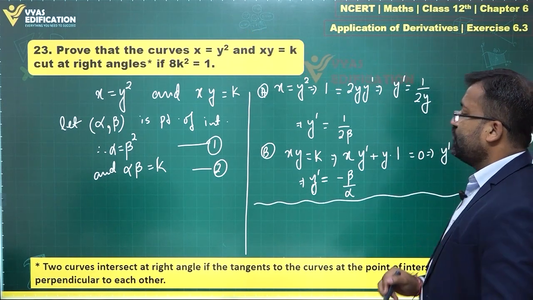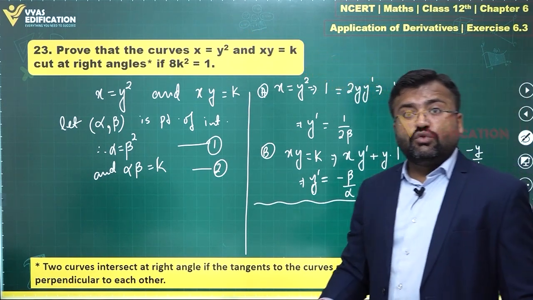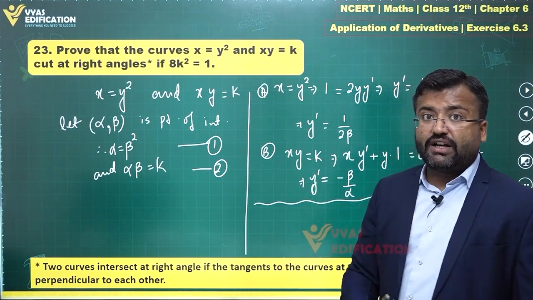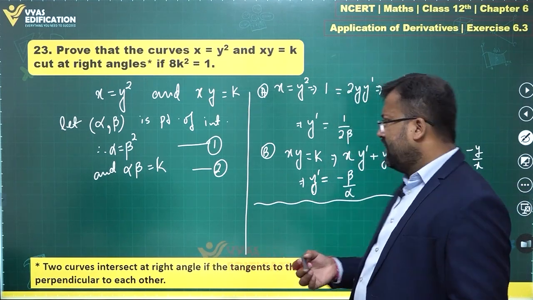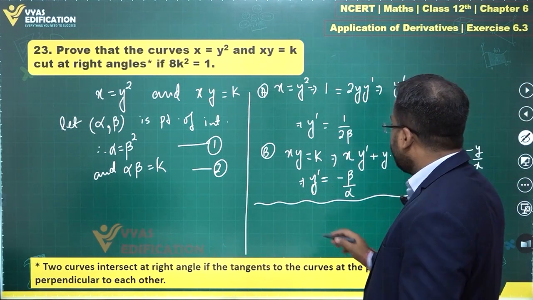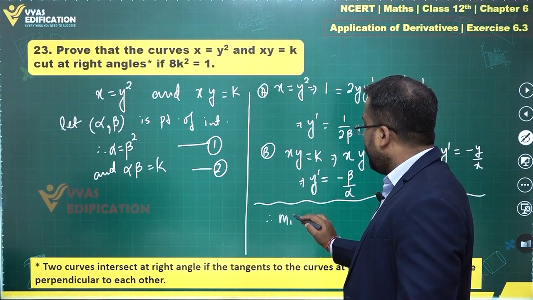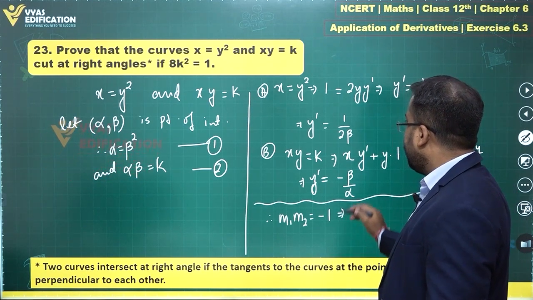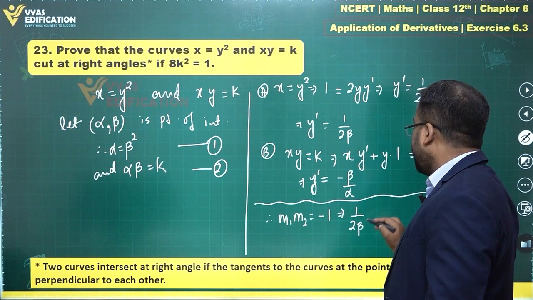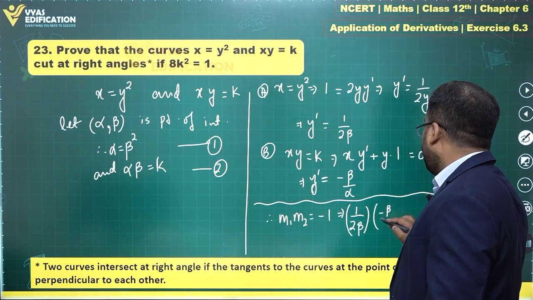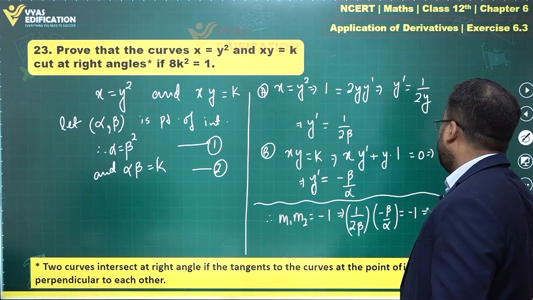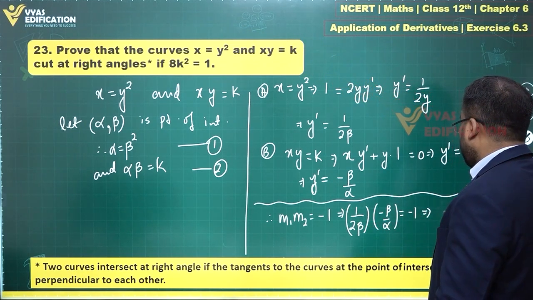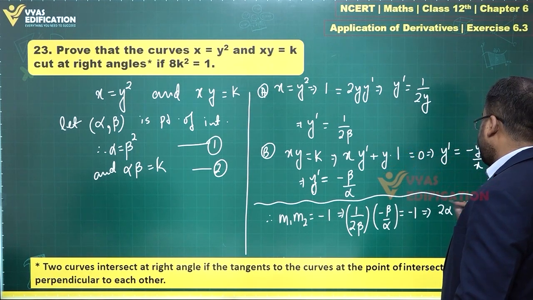Okay, this is known. Now, if these two curves intersect at right angles, then this first slope and this second slope, the product m1 and m2, should be equal to minus 1. That is something which we are aware of, right? So therefore, m1 m2 is equal to minus 1 implies that 1 upon 2 beta times minus beta over alpha is equal to minus 1. Where does that take us? Minus gets cancelled, beta gets cancelled. 1 upon 2 alpha is equal to 1, or 2 alpha is equal to 1 is what I get.